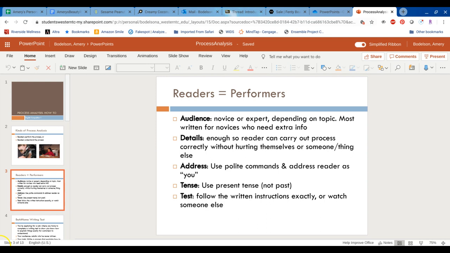So we need to know up front, before we get into a procedure, the equipment we need, and it's good to know about how long something's going to take.